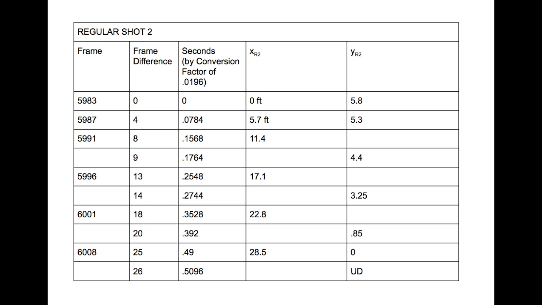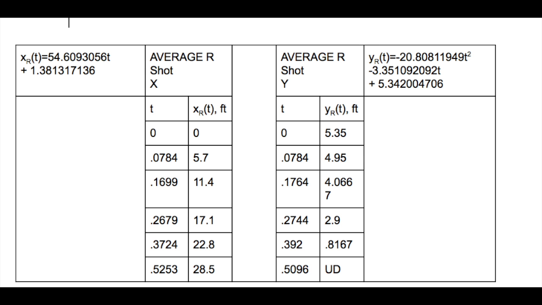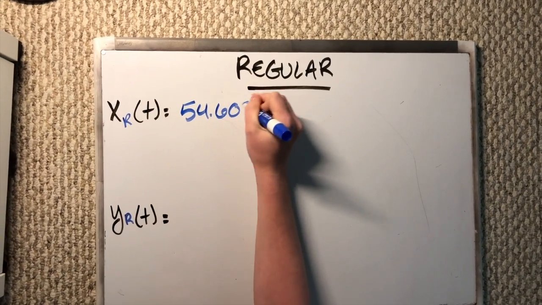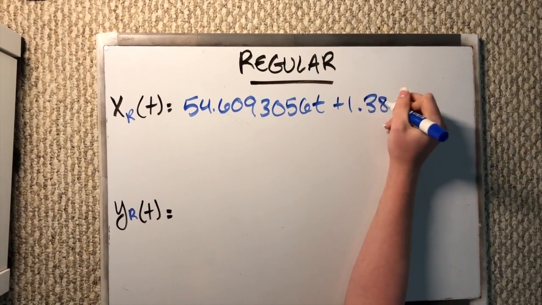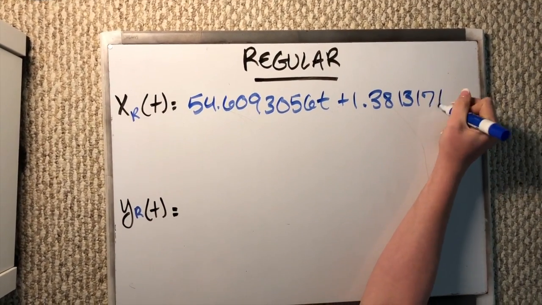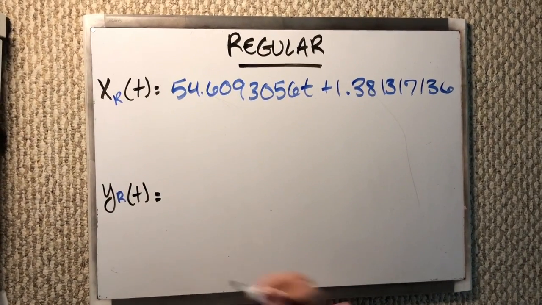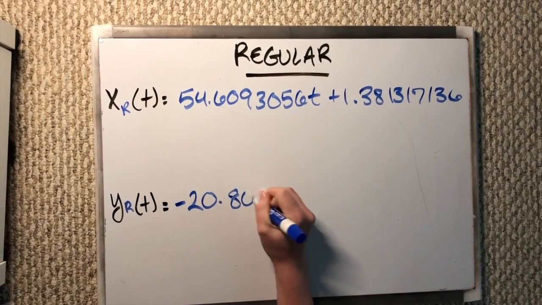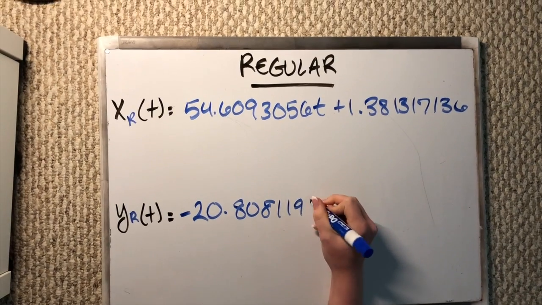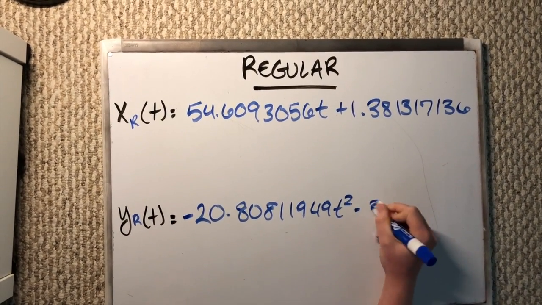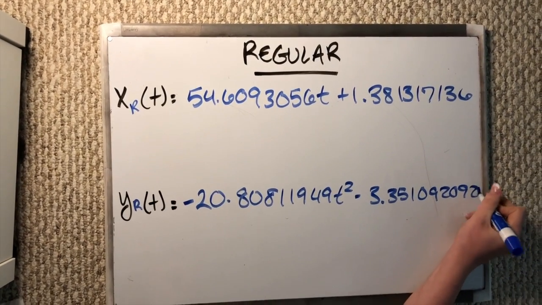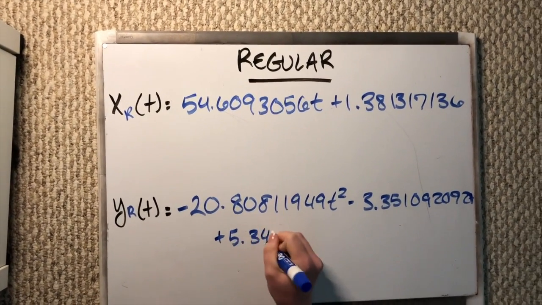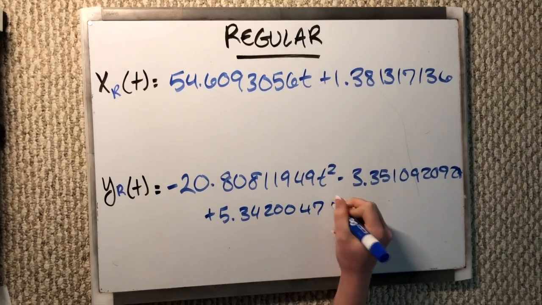Now these are the direct charts of regular shots 1, 2, and 3 along with their averages. We then use these averages to calculate the regular regression lines. XR of t was equal to 54.6093056t plus 1.38131736. YR of t was equal to negative 20.8081149 t squared minus 3.351092092t plus 5.34247.06.